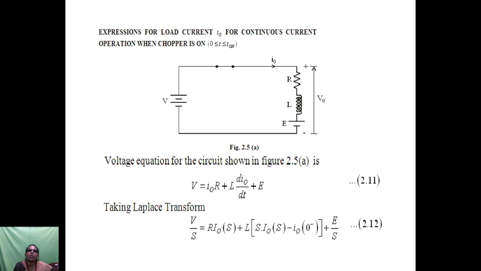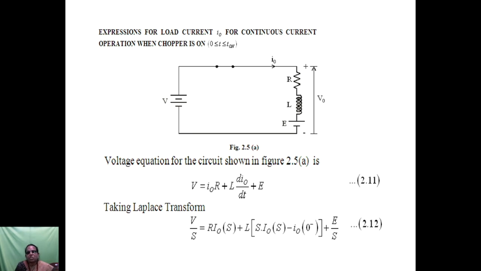So, the expression for load current I0 for continuous current operation: with the charger on, that is the T value will be in the range 0 to T on. When the charger is in the on state, the current will be passing through I, R, L and E, so the output voltage will be V0. When the charger is in the off state, the output current will be 0.